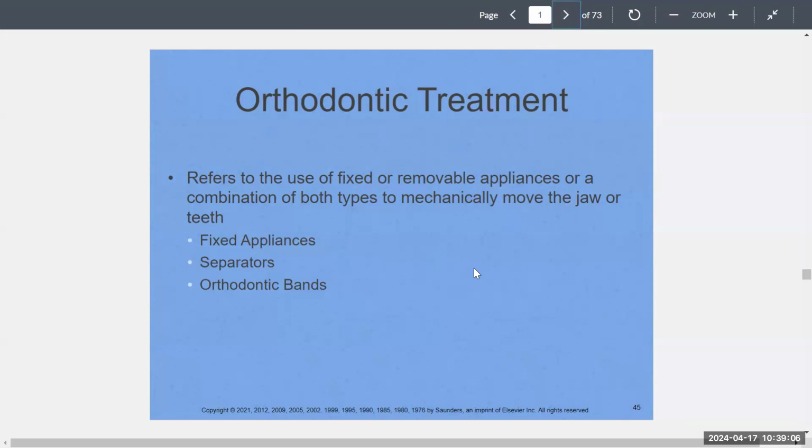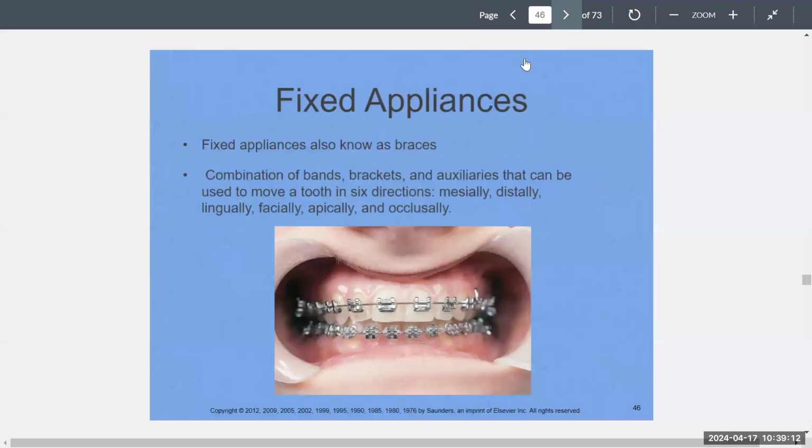And part of those appliances are fixed separators or even orthodontic bands. And this is your fixed appliance, as you all know, braces. Notice you can't take these out.